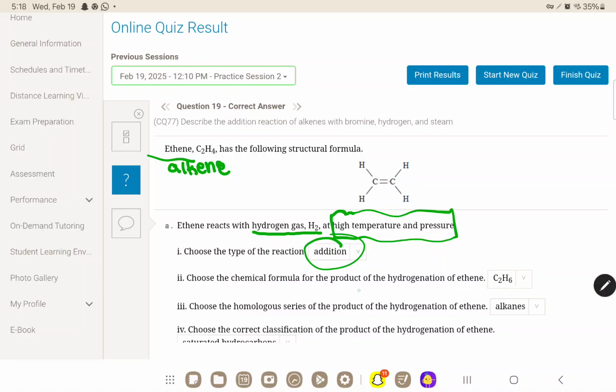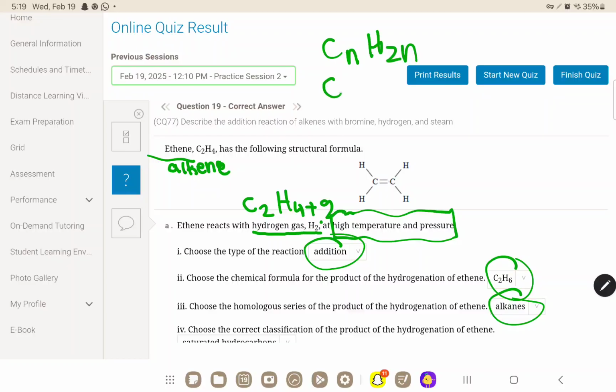Now the chemical formula for hydrogenation, which means when you're adding H2: it was C2H4 and you added 2 more H's to it. So what does it become? C2H4 plus H2 becomes C2H6. Whenever you add hydrogen to an alkene, it becomes an alkane because hydrogen is an H2. So whatever you do, you're adding the 2, because look, CnH2n is your ethene. CnH2n+2 is your ethane.